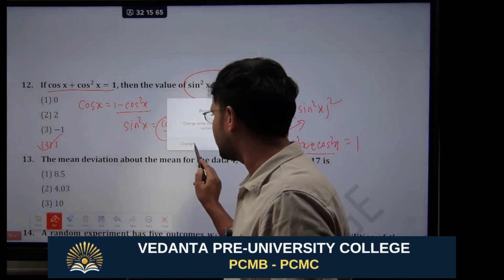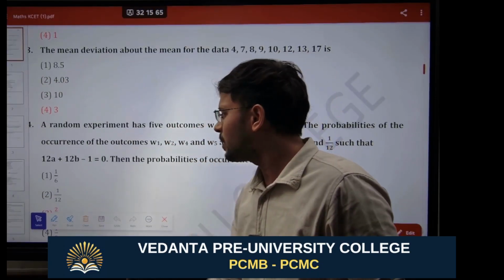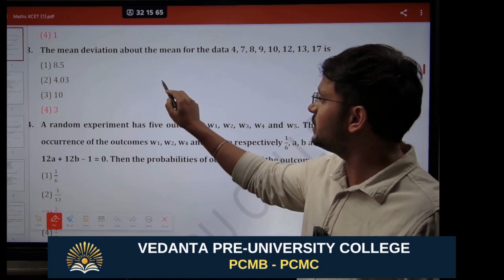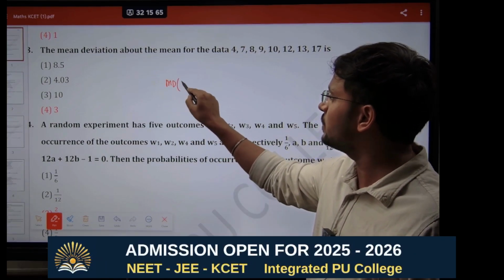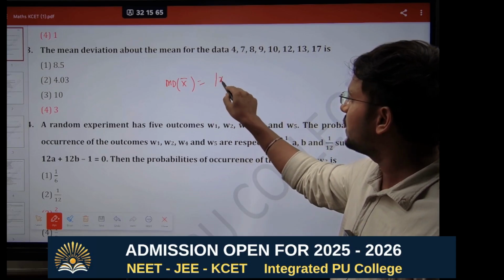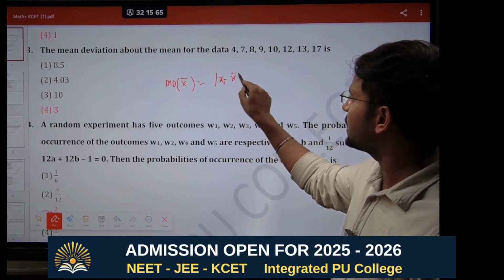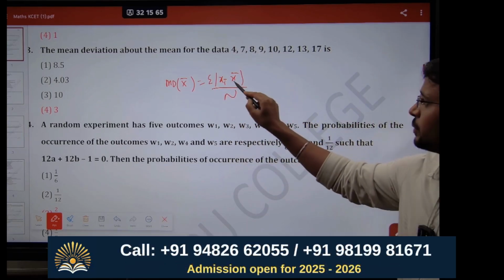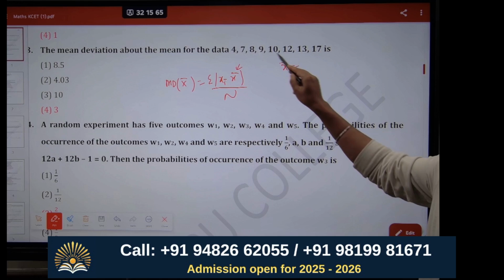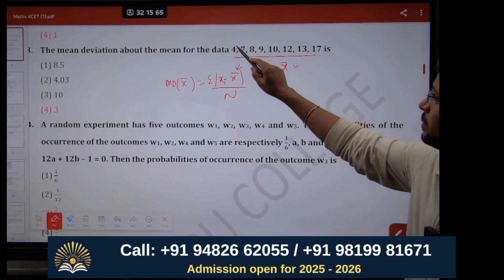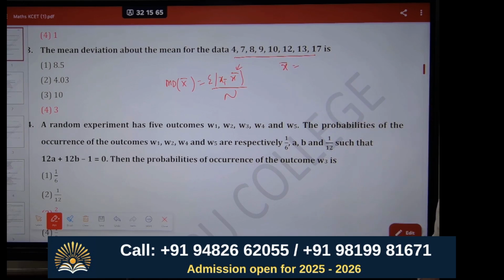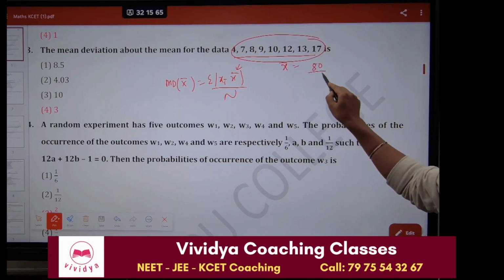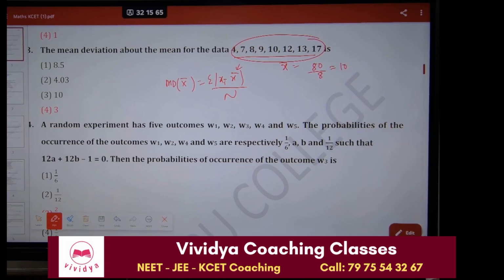Now let's see question number 13. Again, we have to find mean deviation about the mean. So what is the mean deviation about the mean? Mean deviation about the mean is nothing but modulus of xi minus x bar, sigma, divided by n. So first you have to find x bar. To find x bar, summation of all divided by total number of terms: 3, 3, 6 to 8. And if you sum all, the summation will come 80. So 80 by 8, it will come 10. So x bar will be 10.